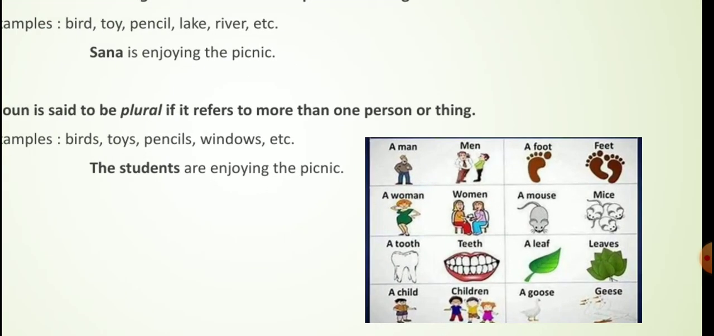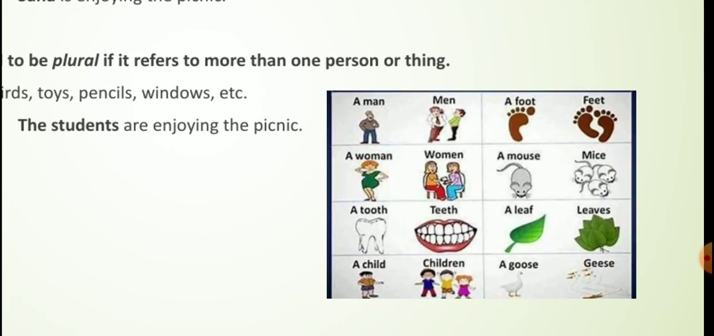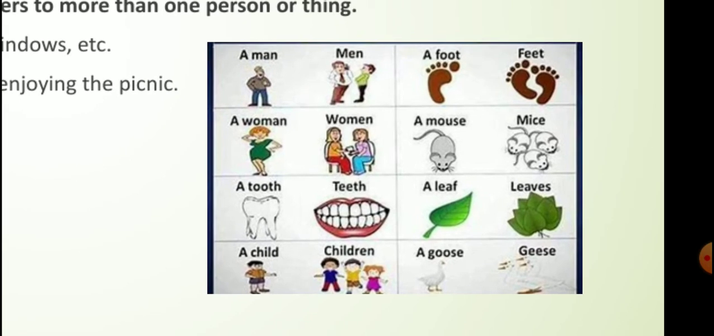Here in this picture you can see some examples, like a man. If he is singular, we write man. To change man into plural form, we write men. Woman changes to women. Tooth, teeth. Child, children, and so on. Next come the rules for plural nouns.